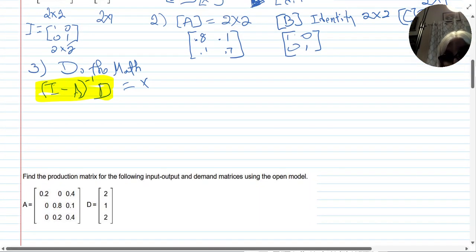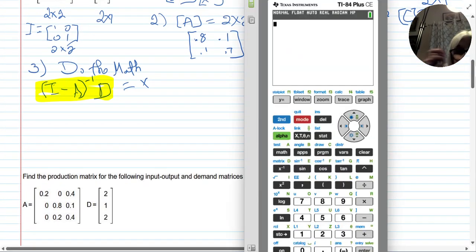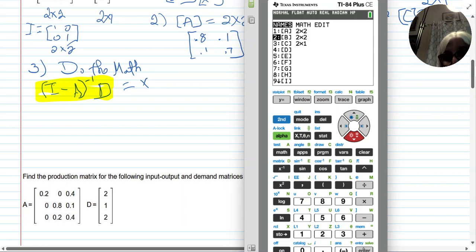I'm on the home screen. I'm going to do second matrix name. Oh, actually, sorry about that. I have to put parentheses. Open parentheses, second matrix. Now, remember, my identity is B, so I'm going to put B first, minus second matrix A, close parentheses.